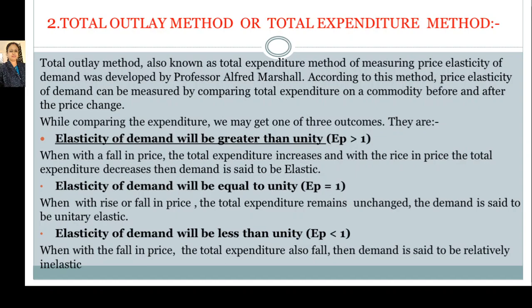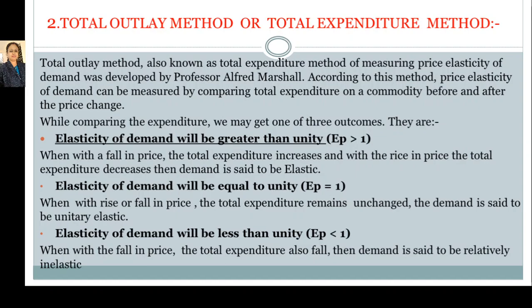Now the second thing is elasticity of demand will be equal to unity. As we know, when elasticity is equal to unity, due to a rise or fall in price, the total expenditure of the consumer remains unchanged. The demand is said to be unitary elastic. It happens sometimes that the effect of a rise or fall in the price of the commodity causes no change in the expenditure level. Then elasticity of demand is equal to 1.